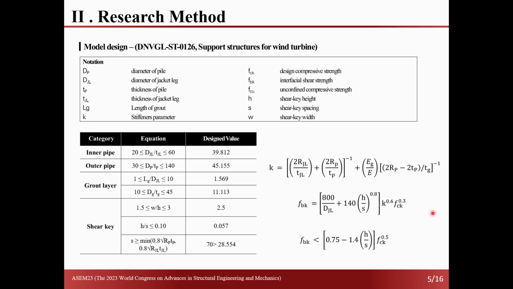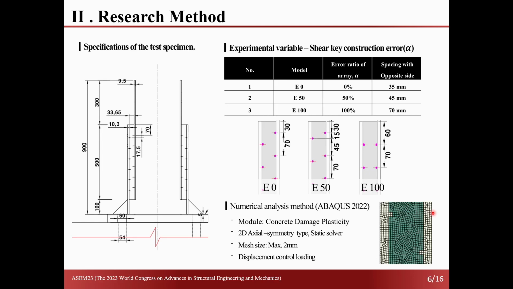The specification of the experimental model is as shown in the provided drawing, with a height of 900 mm. There are a total of 3 test specimens differentiated based on construction errors of the shear key.